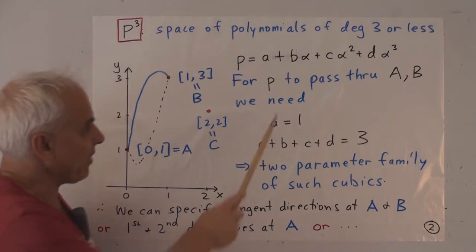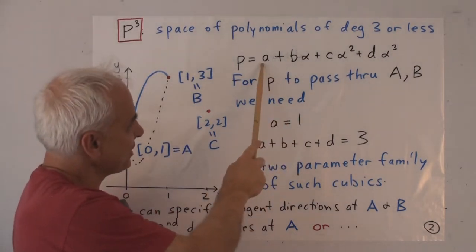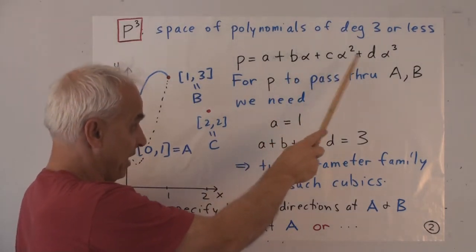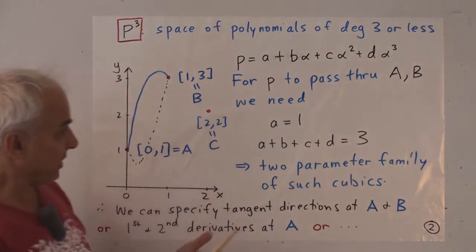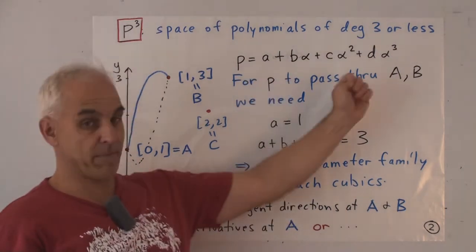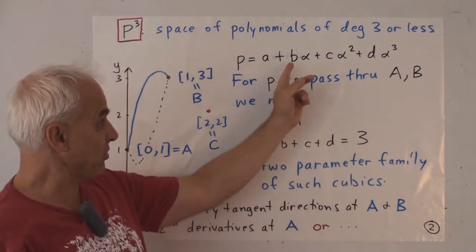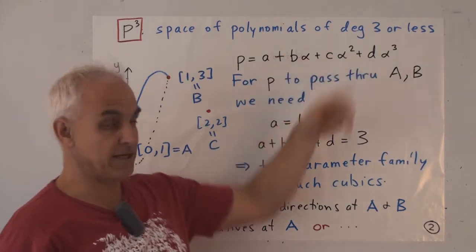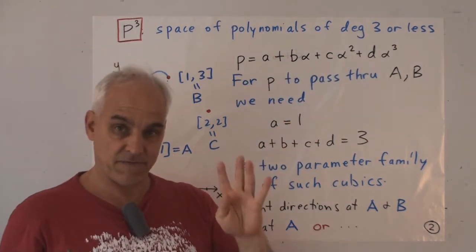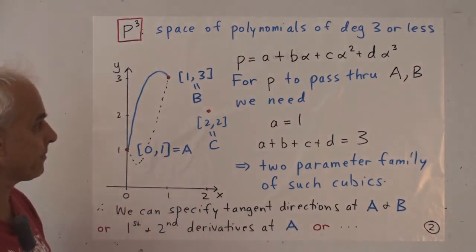And I like to have my variable be alpha. All right, so this is a plus b alpha plus c alpha squared plus d alpha cubed. And we can see once again that this is actually a 4-dimensional space, because we can choose the coefficients a, b, c, and d independently, and there's 4 real choices there.